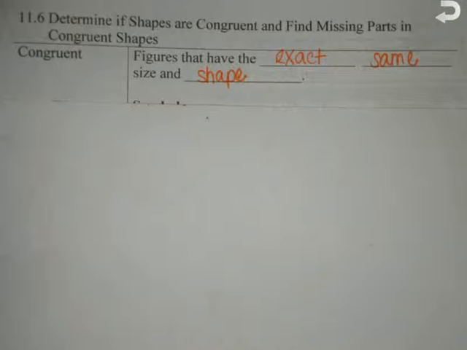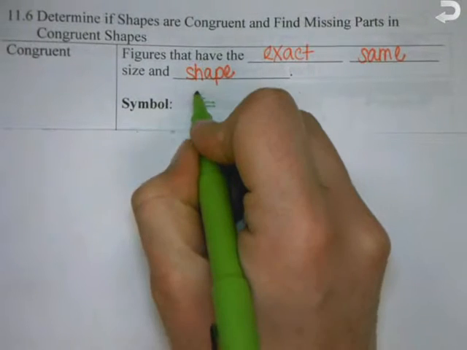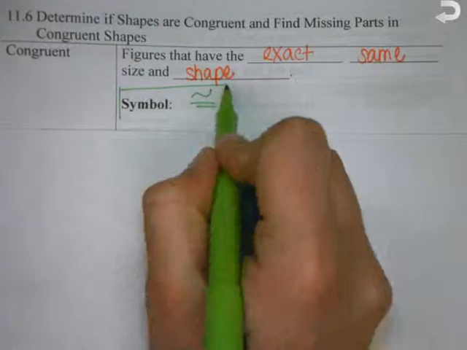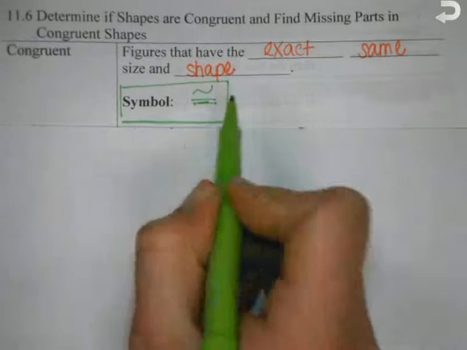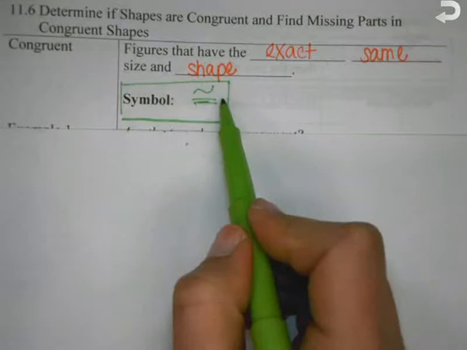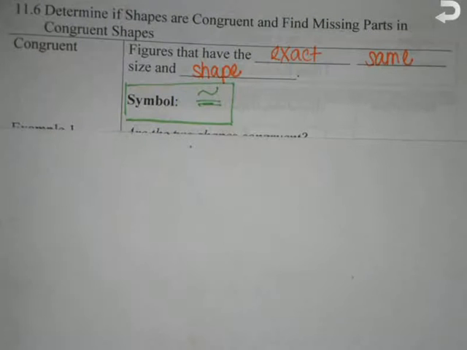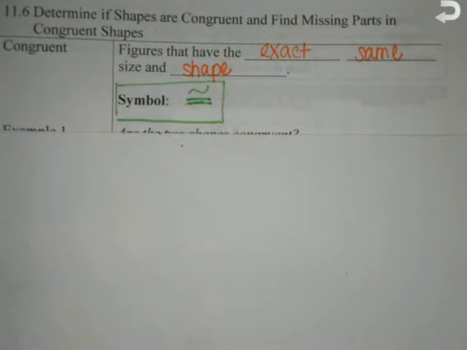So we do have a special symbol for saying two things are congruent. It is the equal sign with the squiggle on top. Okay, I would put a box around it. What does this mean exactly? It means it's congruent. The equal sign means they are the same size, and the squiggle line means they are the same shape. So together it means they are congruent.